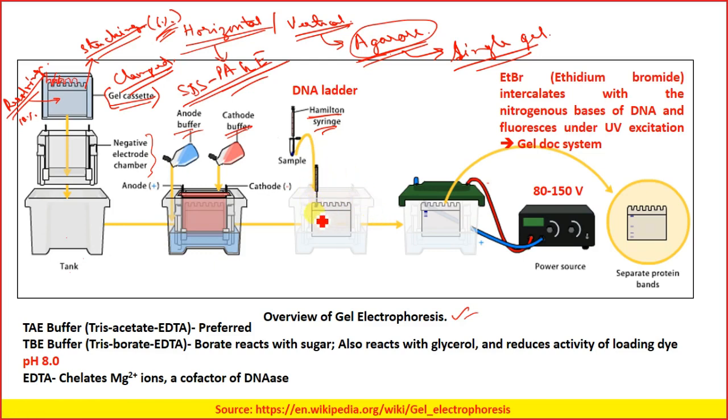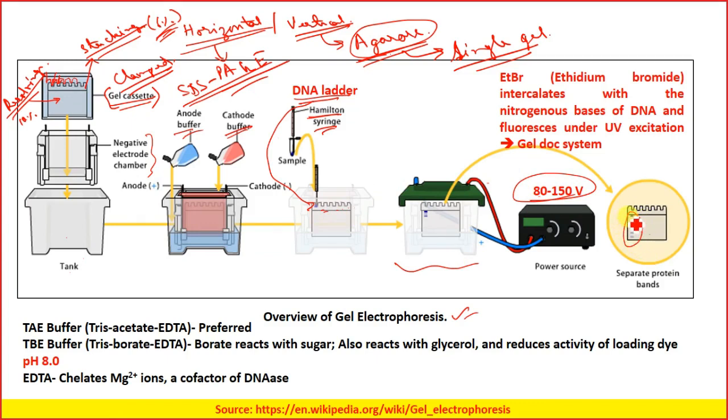So in the first well, this DNA ladder is being put, and subsequently you will have DNA ladder samples, which have analytes of different sizes and molecular weights. Then we have different other samples over here, and the samples are being put over there. Then this tank is closed, and an electric field of 80 to 150 volts is applied, and you can see the separation has taken place.